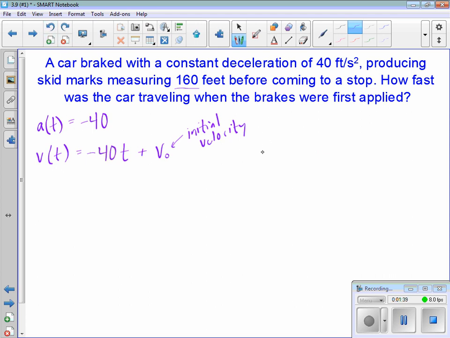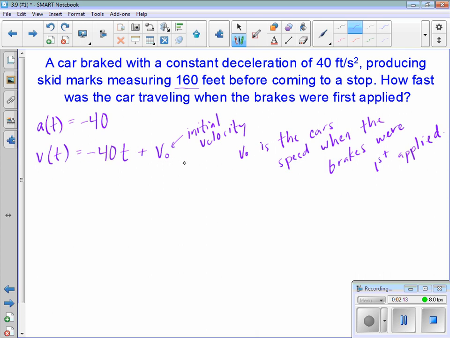Okay, so we have an initial velocity here. That would actually be, for this problem, and you might just want to write this because you're going to have to do these problems on your own: v naught is the car's speed when the brakes were first applied. Okay, that's your initial velocity. That's the velocity when you actually step on those brakes.